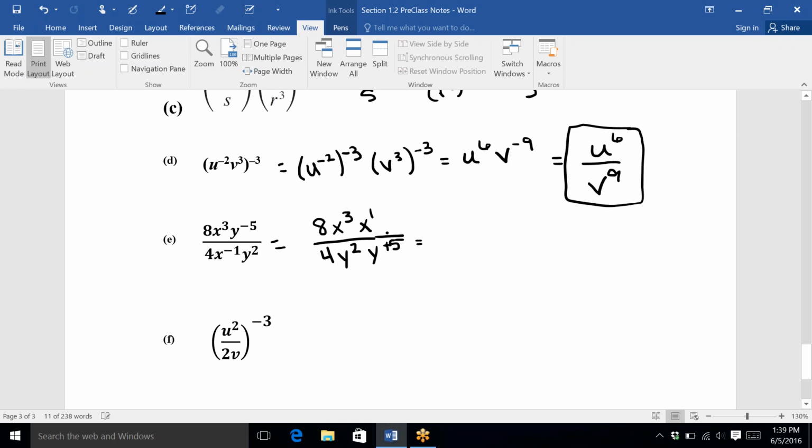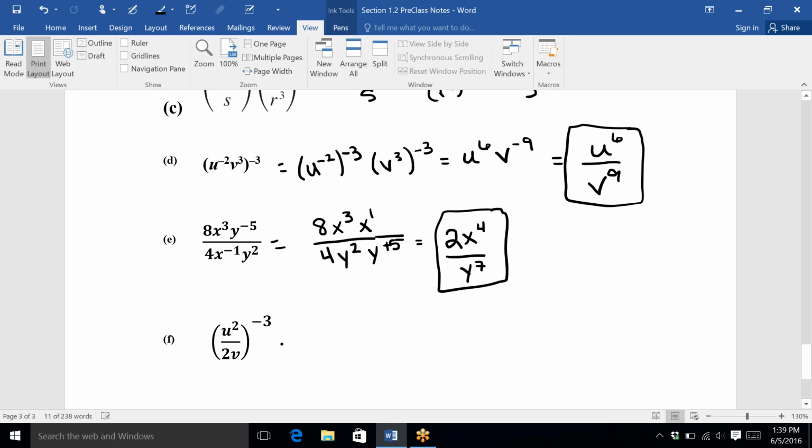And now I'm just reducing and combining, oh, excuse me, this would be positive now. Reducing and combining like variables and reducing the numbers. So 8 divided by 4 is 2. We have 3 plus 1 for the x's on the top, so that would be x to the 4th. And 2 plus 5 more for the y's would be y to the 7th.